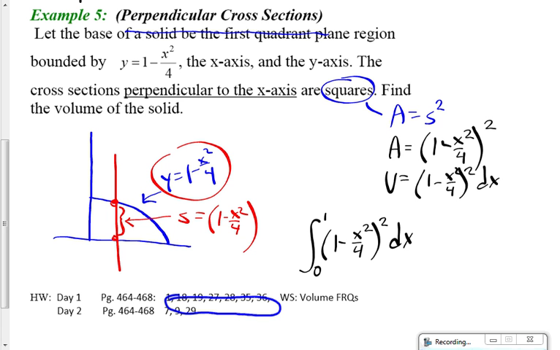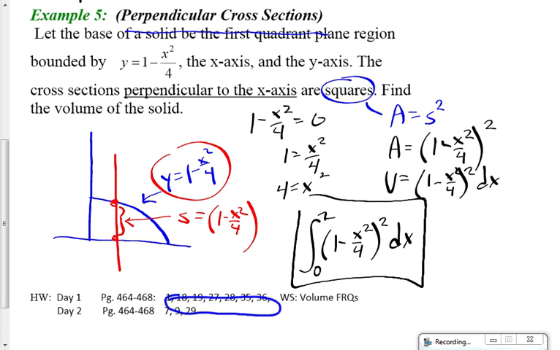Where did you get 1? Okay, set y equal to 0. 1 minus x squared over 4 equals 0. 1 equals x squared over 4. Multiply by 4, you get 4 equals x squared. We okay here so far? What should x be? 2. A little further than 1. It should be 2. Okay? That's the volume we're looking at.